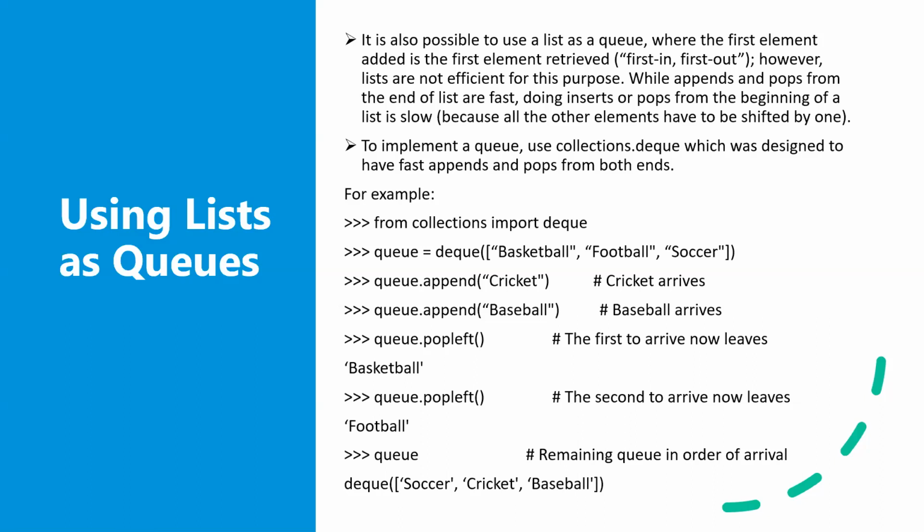However, lists are not efficient for this purpose. While appends and pops from the end of the list are fast, doing inserts or pops from the beginning of a list is slow. To implement a queue, use collections.deque, which was designed to have fast appends and pops from both ends. I will go back to the interpreter and show you an example of how to implement a queue.